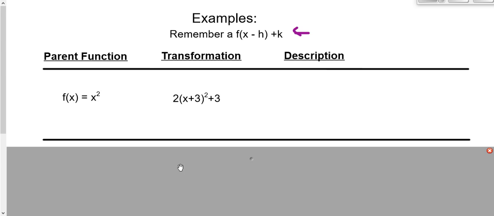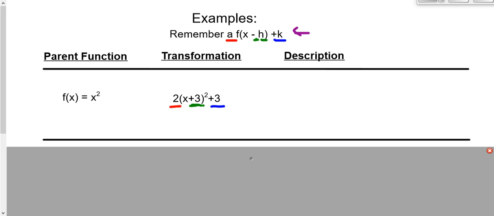If we compare it to the general form up top, a times f of x minus h plus k, we can see that some of these things are happening here. We do have an a value. It's that 2 that's out front. We're multiplying it by 2. On the inside of our parentheses, that minus h, we do have this plus 3. It's not being subtracted, but it is inside with the x before the parent function operation's happening. So that squared hasn't happened yet when we're adding the 3 to the x. And then at the end, that plus k is that plus 3 that we're looking at there. So we do have 3 different transformations happening in this function.